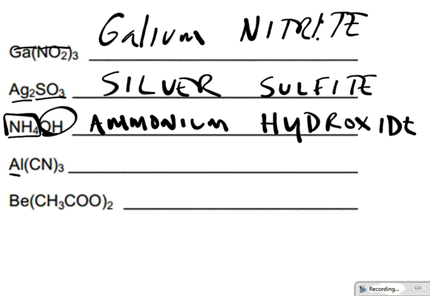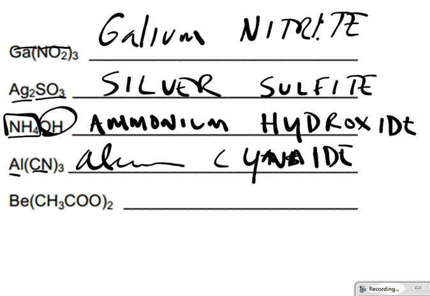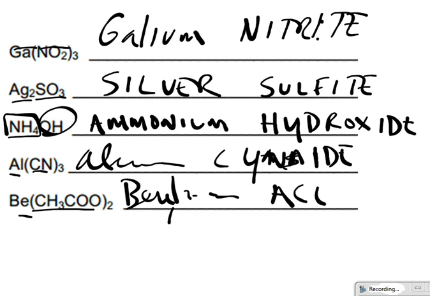If you look right there, Al is aluminum, so I write out aluminum. And then CN is cyanide, so I write cyanide, whatever, I think I spelled it wrong. Close enough. And then beryllium, Be is beryllium. Beryllium, and then that's acetate. Again, it is a polyatomic ion, so I am naming it from memory. Poly, mono. You have to be able to spot that.